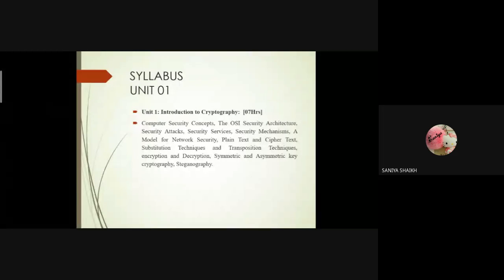What are the different types of attacks? If another person wants to hack our devices, what are the various types of attacks? That we have to study in our first unit, and how to protect our system from various types of attacks. So in the first unit we have to study the various basic concepts related to cryptography and network security.